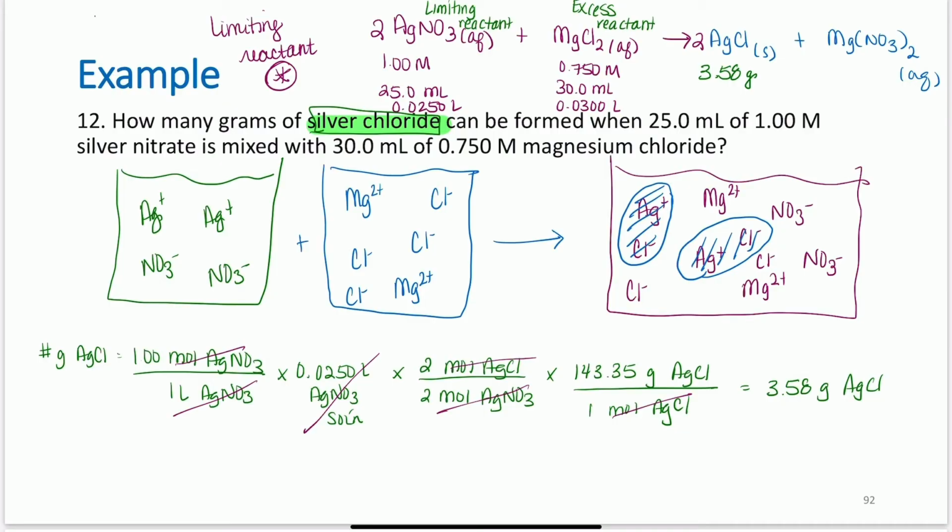But the magnesium, so all of the silver is going to disappear. There's still going to be some chloride ions floating around, though, because that's part of my excess reactant.